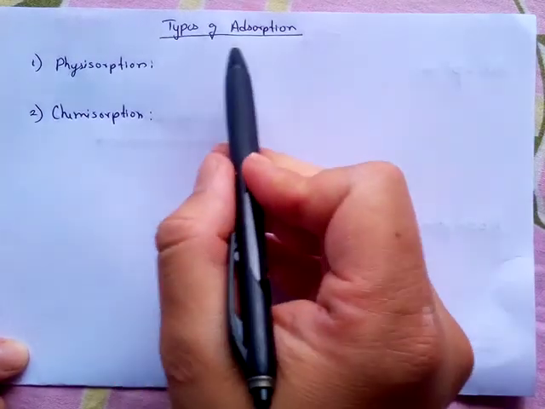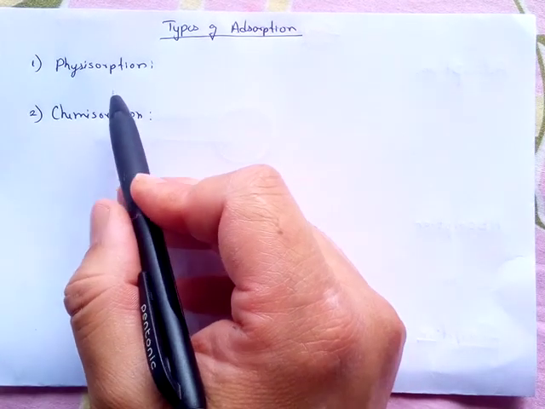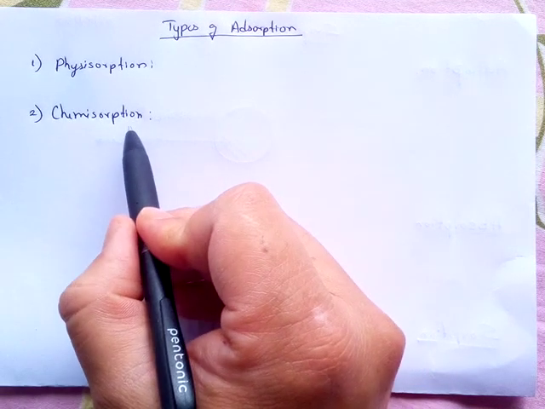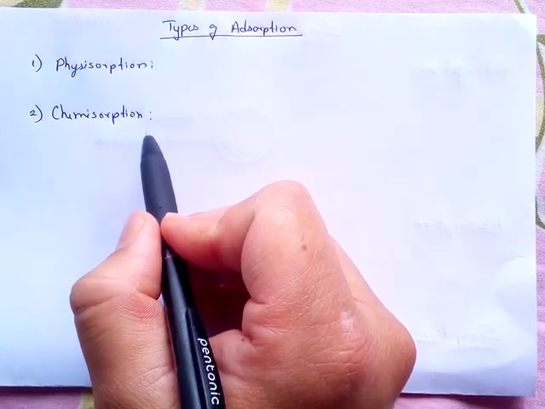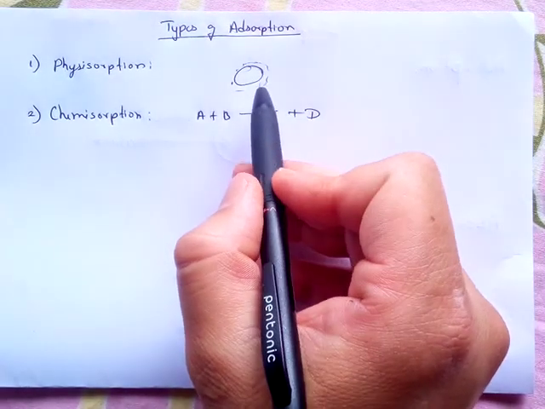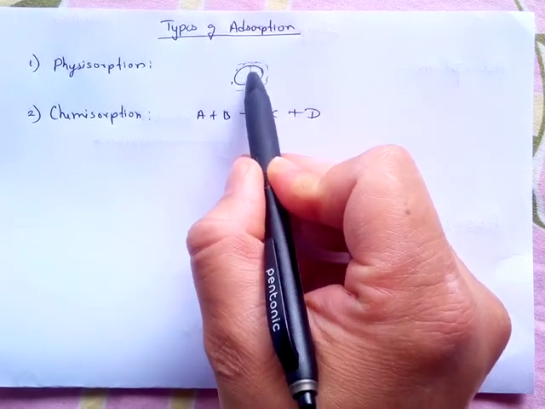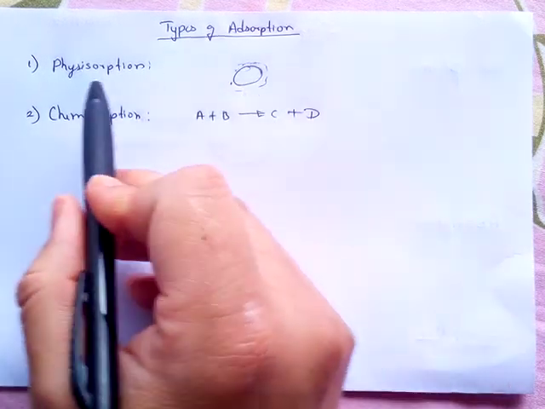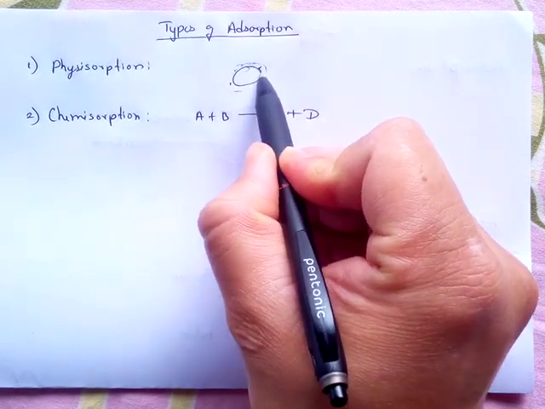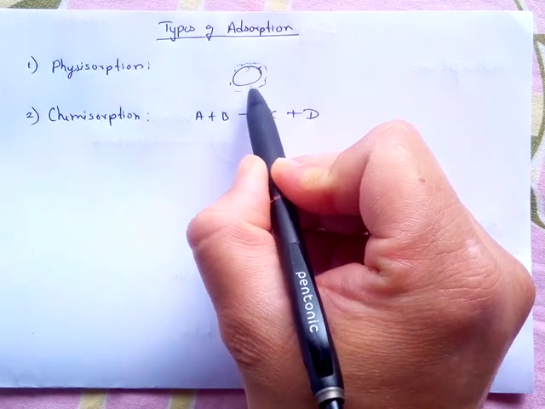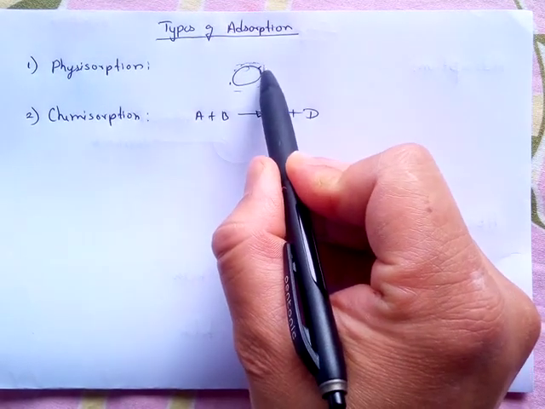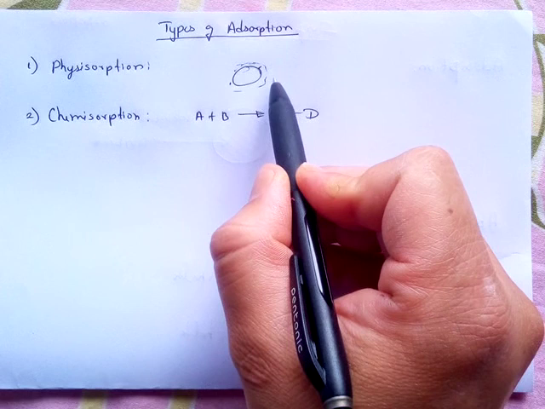The next topic is types of adsorption. So we basically discuss two types. One is called physisorption, which is physical adsorption. Another is called chemisorption, or chemical adsorption. Physisorption means we talk about accumulation of gas on solid particles, right? So this comes under the topic physisorption, where the force of attraction between the adsorbent and adsorbate is normally van der Waals forces.